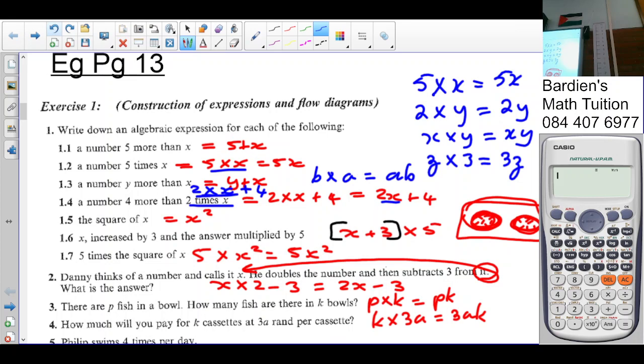Now what is 2x plus 4 equal to? 6x. Who says 6x? You're wrong. Yes? 2x and 4 are unlike terms.